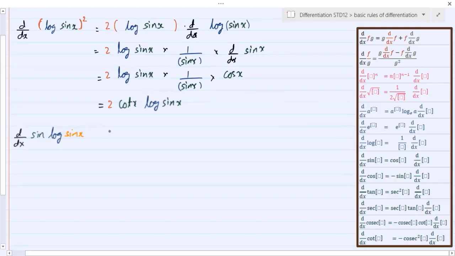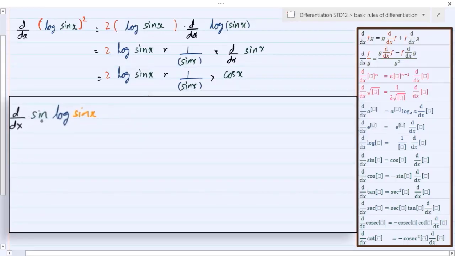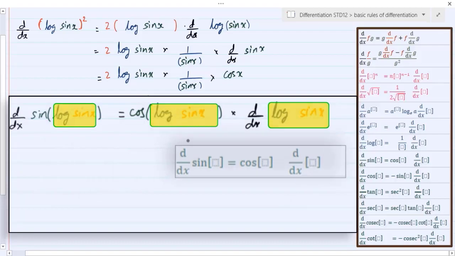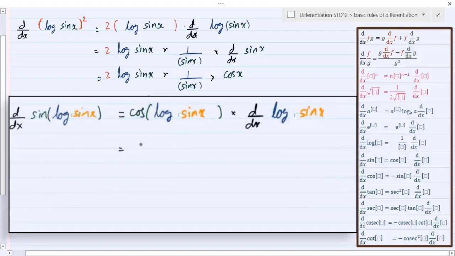Now let's quickly move to the next question, which is the differentiation of sin(log(sin x)). We have three functions in combination, and sin is the outermost function. So we have to consider a box around the inner function. Here we just have to differentiate sin box, which is cos box, into d by dx of box. Within the box we have log sin x. So now this cos(log sin x) will be as it is.